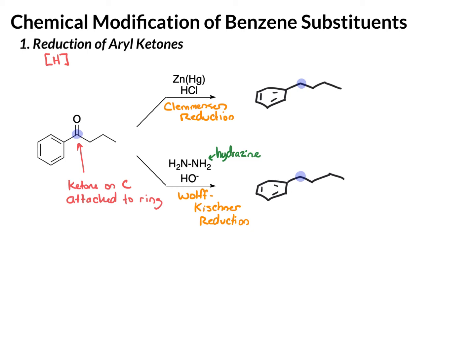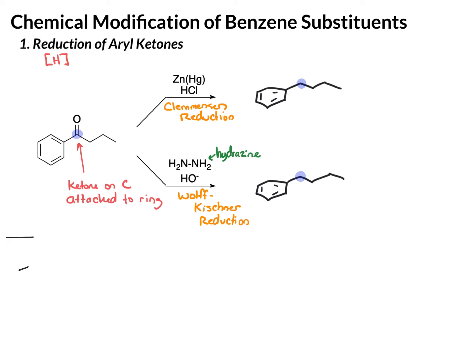Now, you might be wondering, well, what's the point of this reaction when we already have the Friedel-Crafts alkylation, which will let us put an alkyl group on the ring? Well, remember with Friedel-Crafts alkylation, carbocation rearrangement can occur. So this is a good method to circumvent carbocation rearrangement. So let's say, for example, we want to put this 4-carbon chain on the ring.